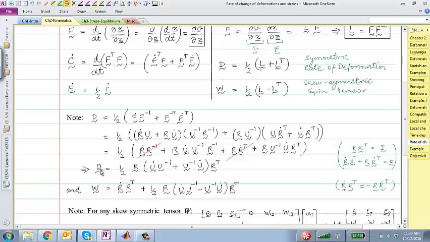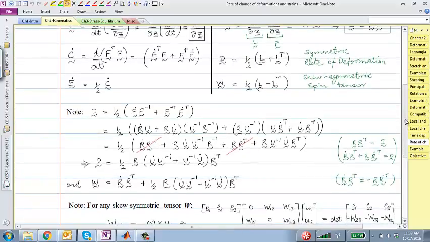So D does capture the stretching part of the time-dependent deformation, just like U and V tensors were doing. Whereas W is a spin tensor, and some people think of it as the rigid body rotation part of that deformation. However, if you expand W, you can see that it has R dot R transpose plus something that is related to stretch as well. So the spin tensor is not a pure rigid body rotation, it also captures some stretching part.